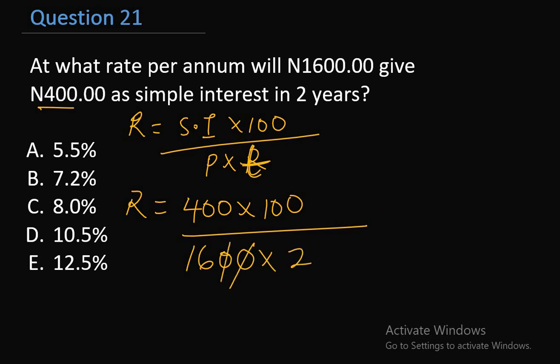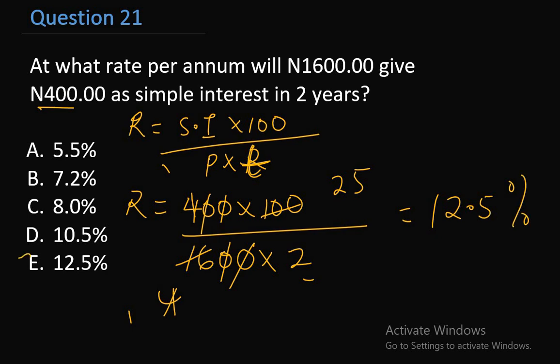This 2 0 cancels this 2 0. 4 into 4 is 1, 4 into 16 is 4, 4 into 4 is 1, 4 into 100 is 25. Now 25 divided by 2 gives me 12.5, or 12.5%, which is E.